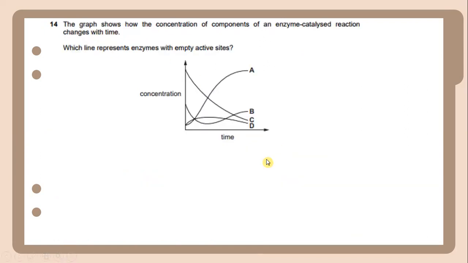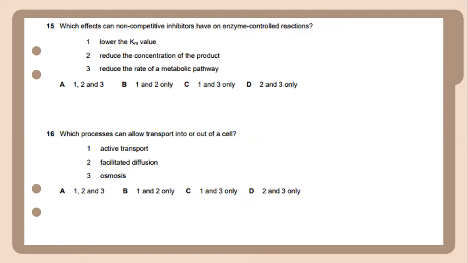The graph shows how the concentration of components of an enzyme catalyzed reaction changes with time. Which line represents the enzyme's active site? The answer will be D.